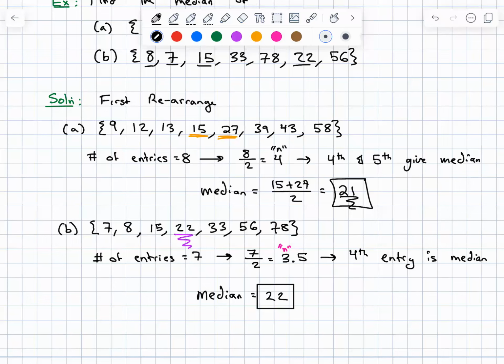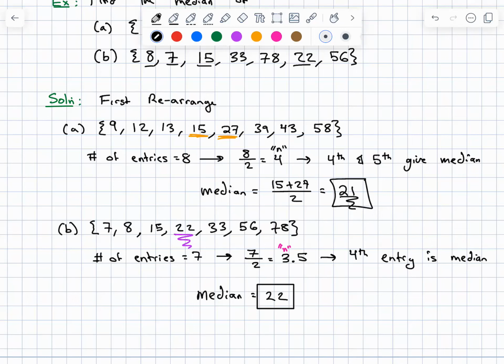So that's how it works. That's how the quick way works. You take the number of data entries, you divide it by 2. And then there are 2 situations. If you get a whole number, then that entry and the next entry are the median. If you get a number with 0.5, the next integer is your middle. I'm happy to explain why that works if you'd like, but if you want to just memorize it or whatever, that's fine too.